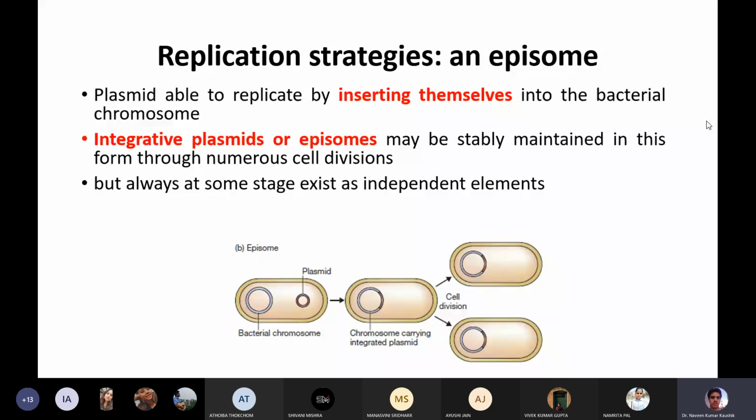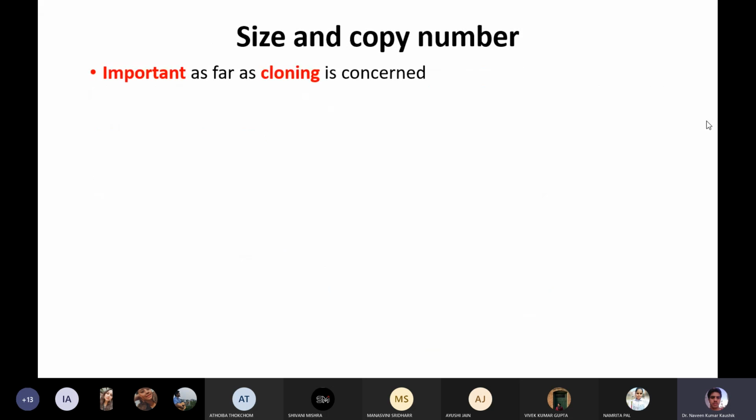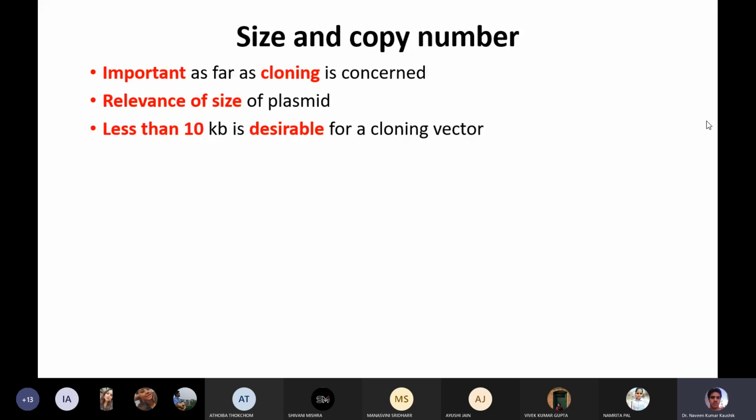But once they integrate, they are going to replicate with the cell only. So they are not going to have multiple copies; the numbers are going to be restrained. Once the cell replicates, they will replicate, and when the cell is not replicating, they are not going to replicate. So the integrative, episomal replication is not of much importance for us, because we do not want our plasmid to integrate within the genome, as in that case it is going to become dependent on cellular replication. Now the next property of the plasmid is size and copy number. Size, as I mentioned, varies; there are large numbers of sizes.